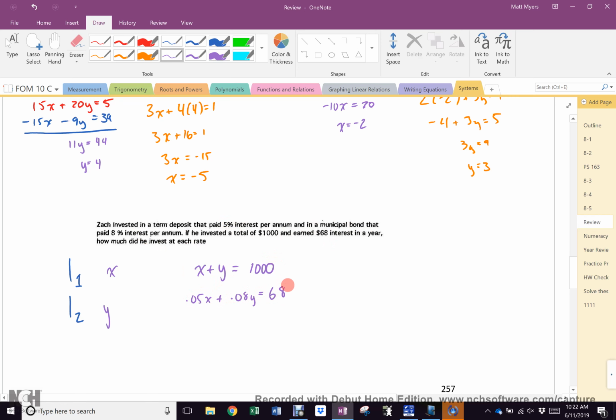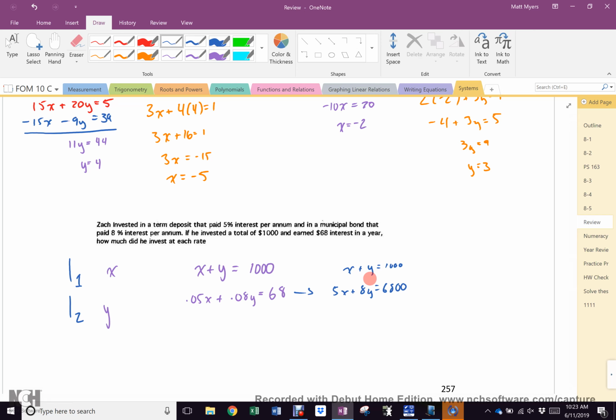68. Now, could I leave it like this and work with it? Yes, easily, because it's decimals. I'd have to use my calculator though, right? Or I could take this and make it 5x plus 8y equals 6,800, because I multiply by 100. And I keep the x plus y equals 1,000. Now you have a choice here. Elimination or substitution. Which one would you choose?